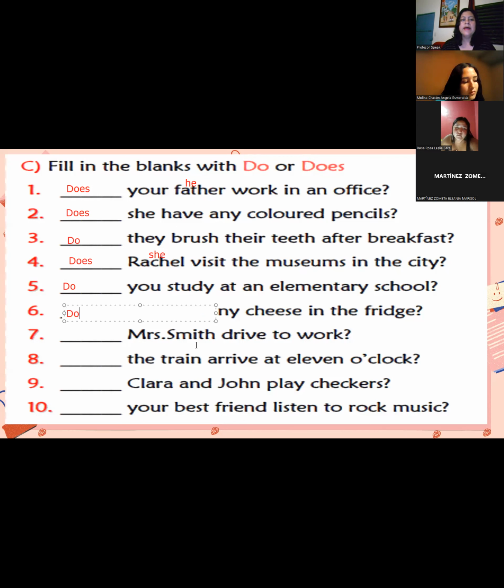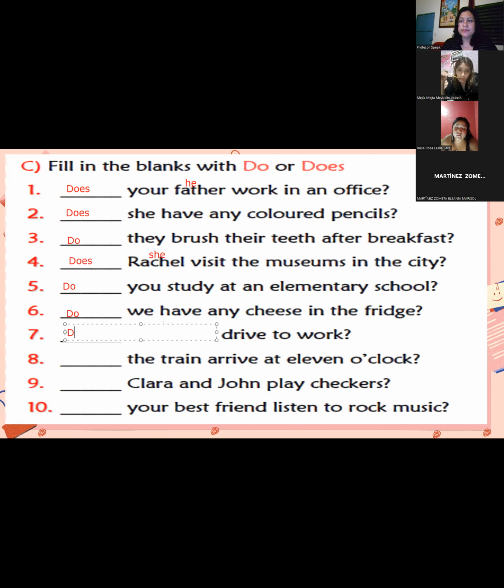Do. Okay. Then Mrs. Smith, la señora Smith. So it's like if you said she, Mrs. Smith. So the correct answer will be? Does. Because it's she, Mrs. Smith, la señora Smith. The train is like if you said eat. So the correct answer will be does.